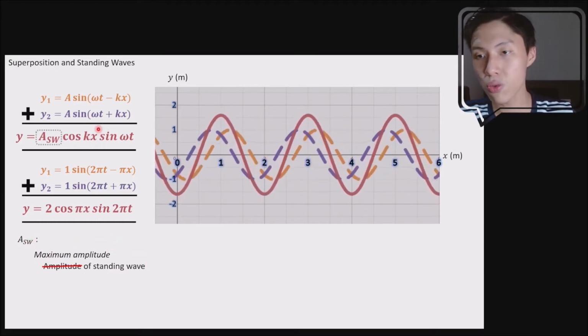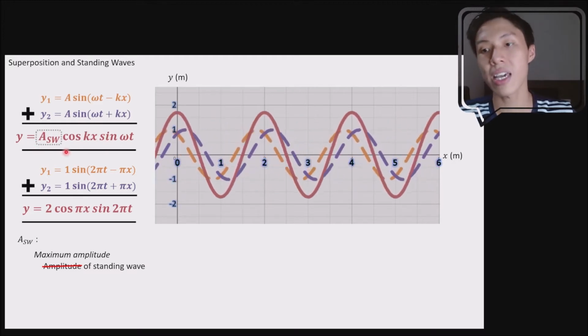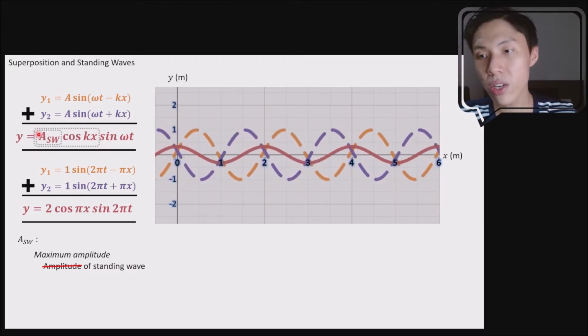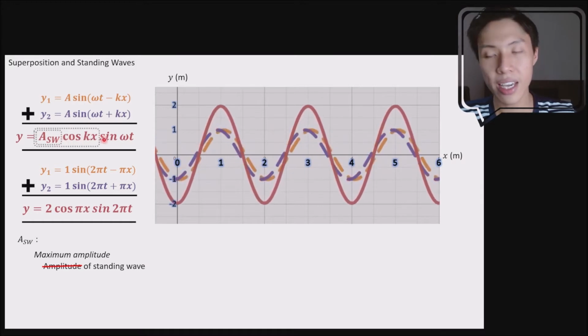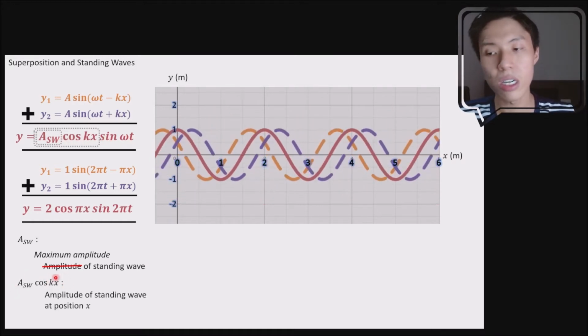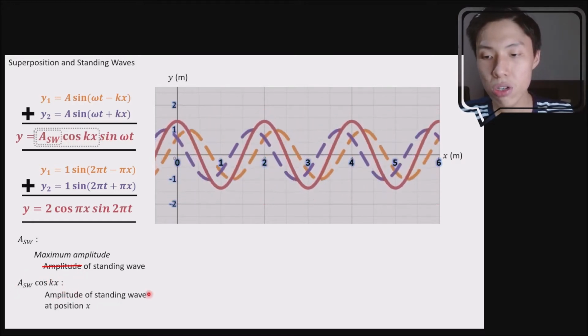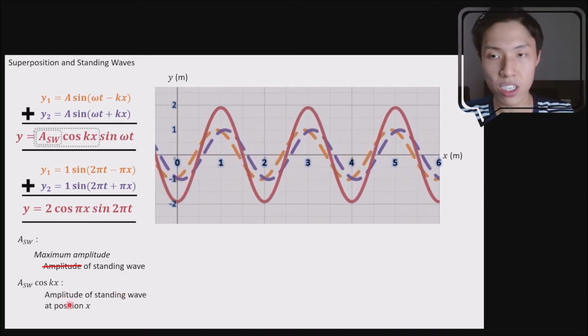Next, we progress to include the cosine kx at the back. If you look at a standing wave cosine kx, then this term here will be representing the amplitude of the standing wave at position x.